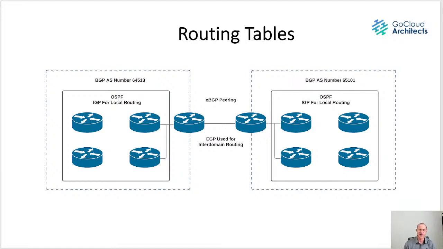Now, when you connect an organization to an external organization, you use what's called an exterior gateway protocol. An interior gateway protocol is what you use inside of your organization. An exterior gateway protocol is what you use connecting to other organizations. What is the exterior gateway protocol that you're going to be using with cloud computing? It's going to be BGP. And specifically, it's going to be eBGP, which is used to connect to external organizations, while iBGP is actually used for internal organizations.